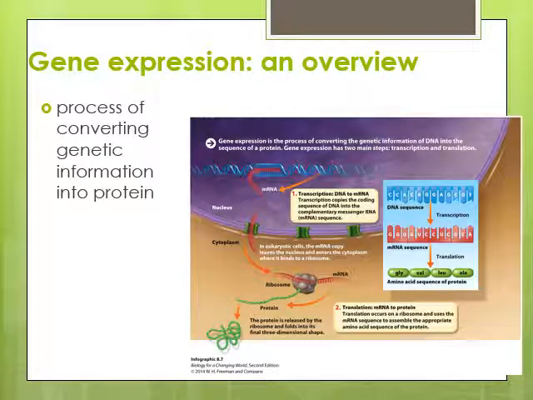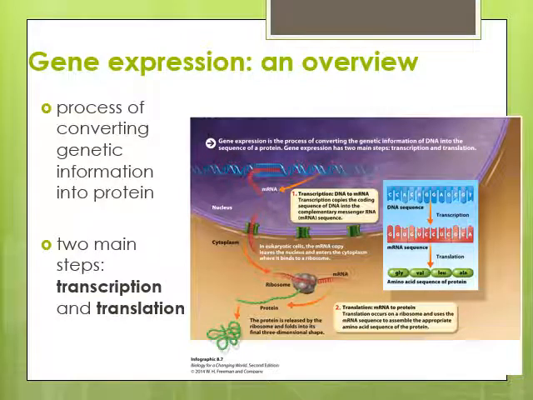Okay, so let's get more into the detail, right? We went from DNA to mRNA to a protein. So how does that actually happen? So now we've got to go through what is actually happening in the process of gene expression. And again, that's where we're just converting genetic information into a protein. So there are two main steps to this. The first one is transcription. The second one is translation.